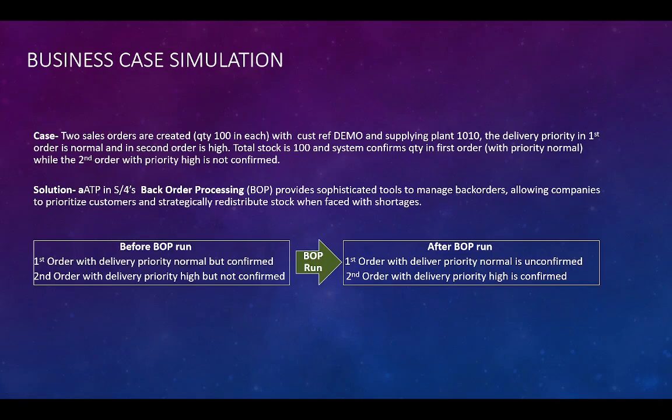By using BOP, we can define strategies in the system so that the system will identify the orders that meet specific criteria, and see that because this is not a win criteria, it is a redistribute or a lose criteria, the stock allocated to these orders can be taken away. The system is going to unconfirm those orders automatically and, based on the criteria that we have defined in the Fiori apps, confirm the other order which has the delivery priority high. Let's see this in SAP Fiori apps.